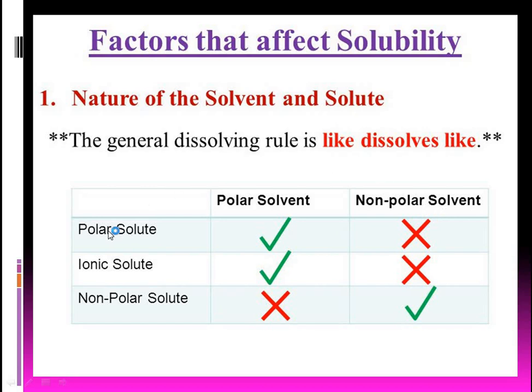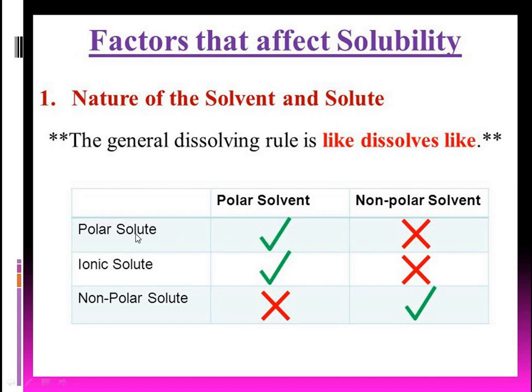There are no charged particles in a non-polar solvent. In a polar solute, we can have charged particles. In ionic we have charged particles, but in non-polar there are no charged particles. Moving with the first case, we have a polar solvent, for example water. We have a polar solute, for example NaCl. Both are polar, so they get dissolved.